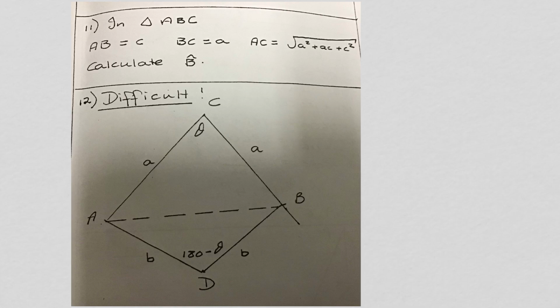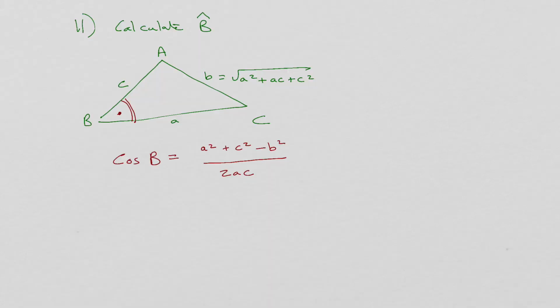Here is question 11. In triangle ABC, AB is c, BC is a, and AC is that whole long thing under the square root sign, and they want the angle. Obviously, you're going to need a diagram. So I've got my diagram here. I've labeled everything, and they've given that to you. Then they've said you are supposed to find angle B.